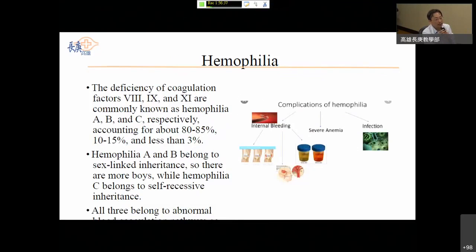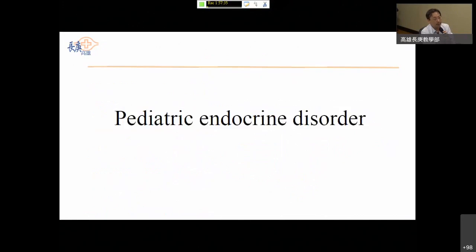And another, which everybody is more familiar with, is hemophilia, okay? The hemophilia is mostly due to coagulation factor deficiency in factor 8, factor 9, or factor 11, okay? And all this coagulation deficiency will cause conditions like internal bleeding, infection, because it will have bleeding in the ankle area, like bleeding in the joint area or in the brain area, it will cause that area to be infected, okay? So in the hemophilia person, what we are concerned about is not only coagulation problem, but also infection problems or anemia problems, okay?